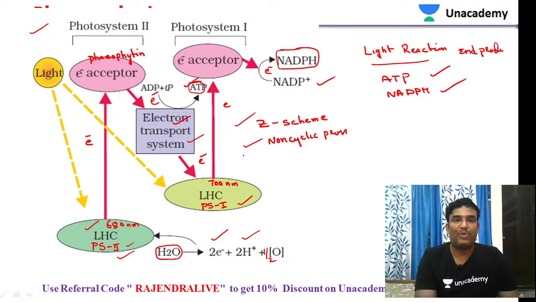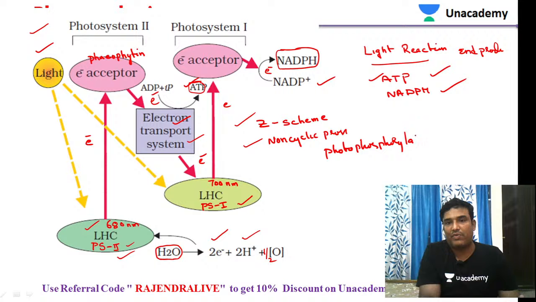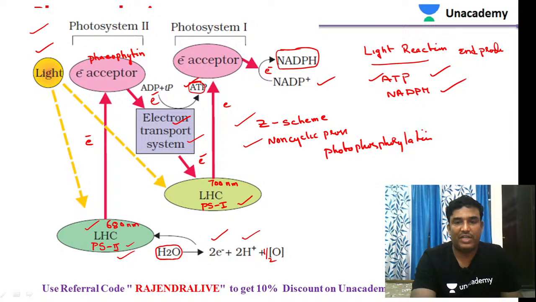It is not a cyclic process. It is non-cyclic, and generation of ATP takes place in this non-cyclic process. That is what is called non-cyclic photophosphorylation. This reaction takes place in the presence of sunlight, so that is the reason this process is called non-cyclic photophosphorylation. So this is about the non-cyclic photophosphorylation, students.